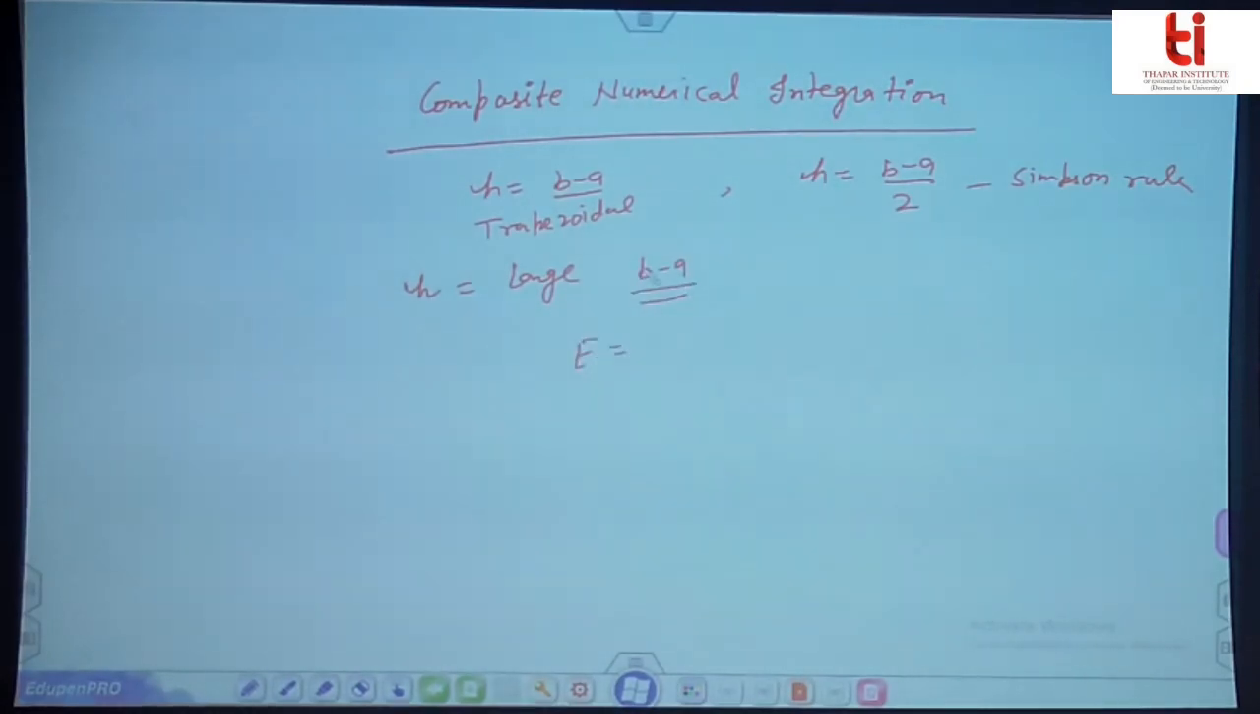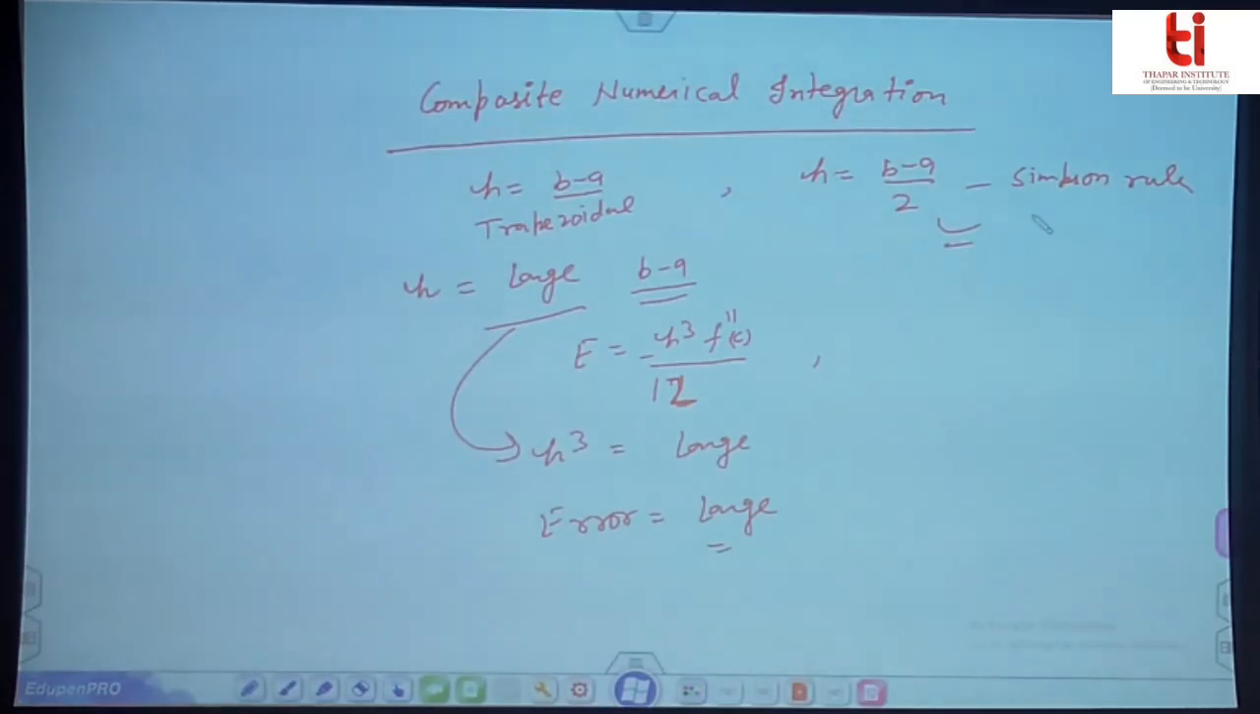If we are talking about the trapezoidal rule, the error is h cube upon 12 times f double dash c. So if h is large, then h cube is also large, and in that case the error is also large. The same thing is with the Simpson rule. If h is large, h to the power 5 is large, that's why the error is large.